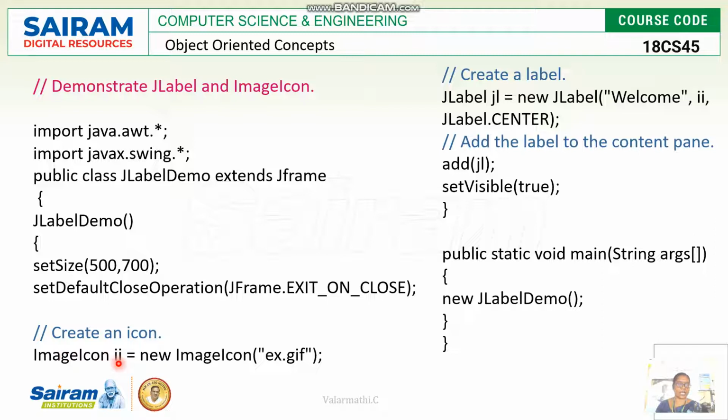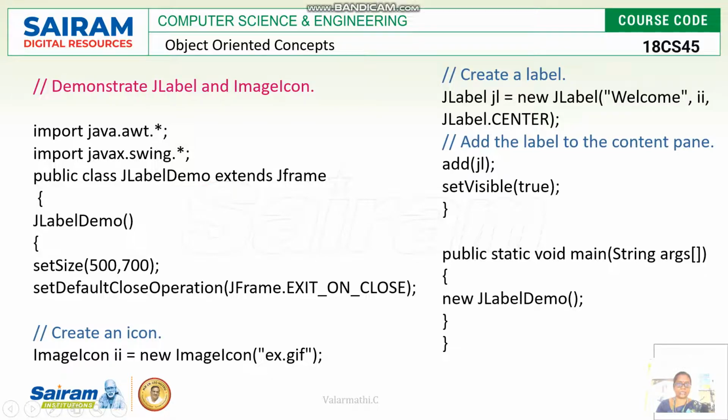So ImageIcon ia is equal to new ImageIcon("x.gif"), and then the label. Label is nothing but new JLabel. Here the string we are inserting in the label is Welcome, and the object ia is the object of this ImageIcon, and it should be aligned in the center. So this label is assigned, and then we are adding this label to the frame. Finally it should be visible to the users. So this is the JLabelDemo class.